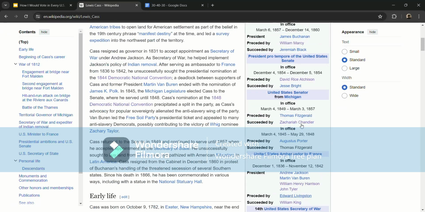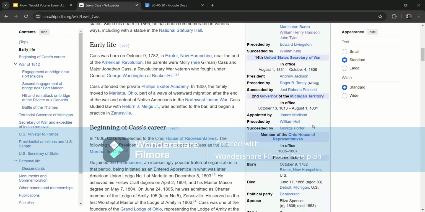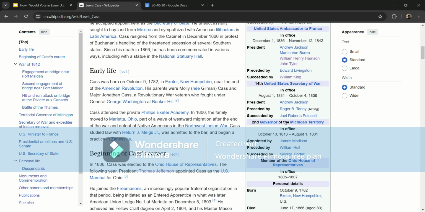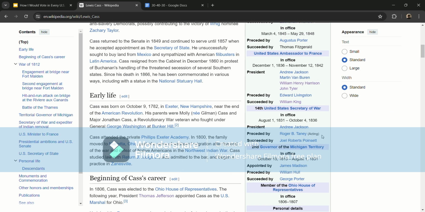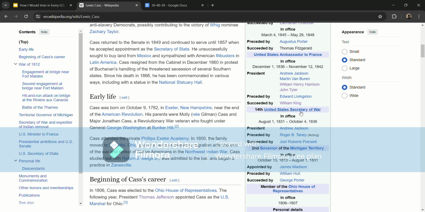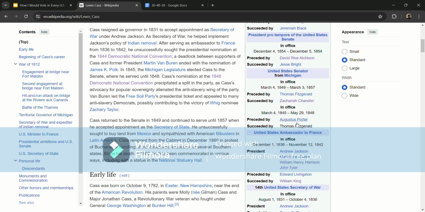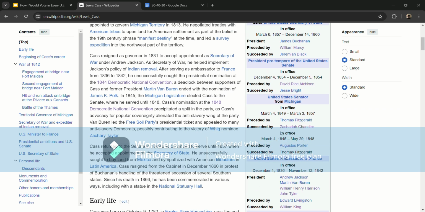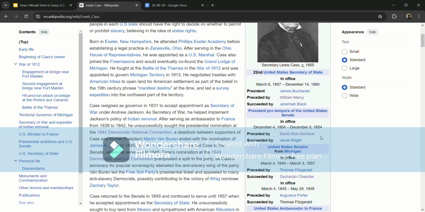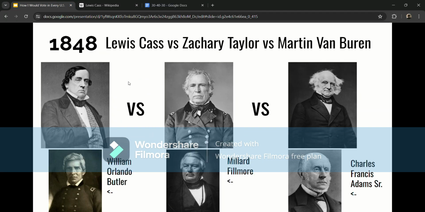He was, first of all, from Michigan. He was originally from Ohio. He was governor of the territory for like 17 years. Held a cabinet position in Andrew Jackson's administration as Secretary of War. Had a good diplomatic experience as ambassador to France, and was a senator. So he pretty much has all the good qualifications that you would need when it comes to being president.